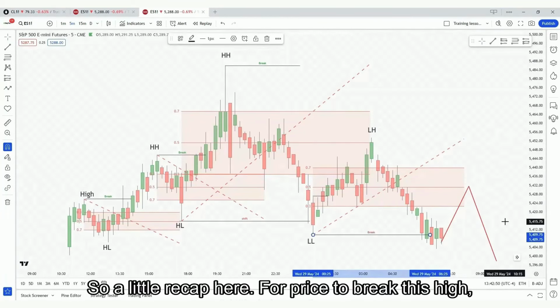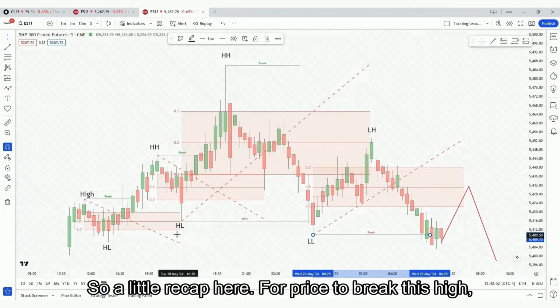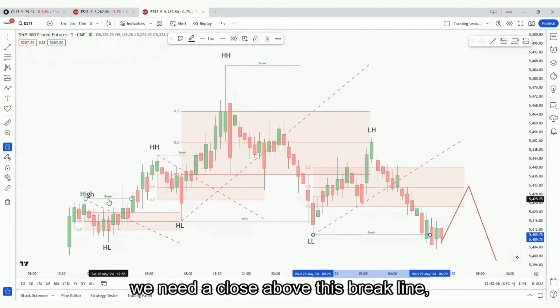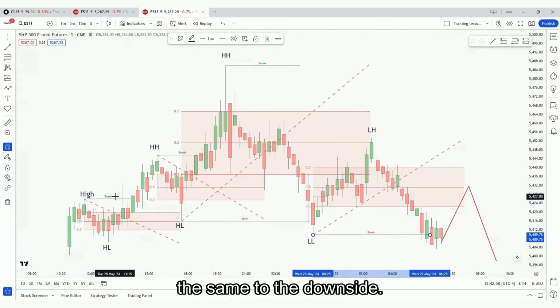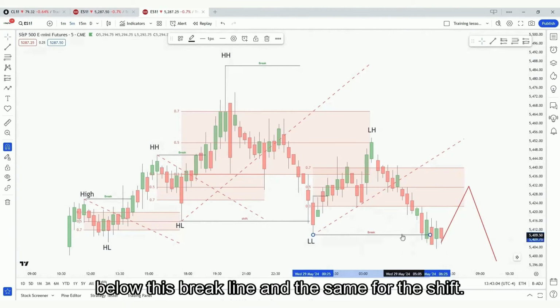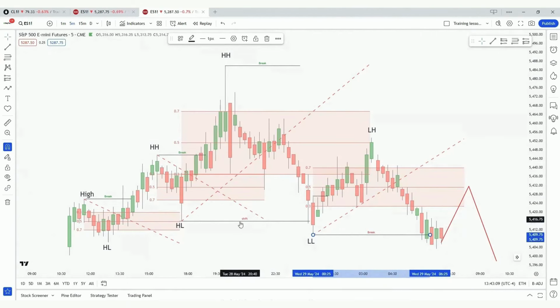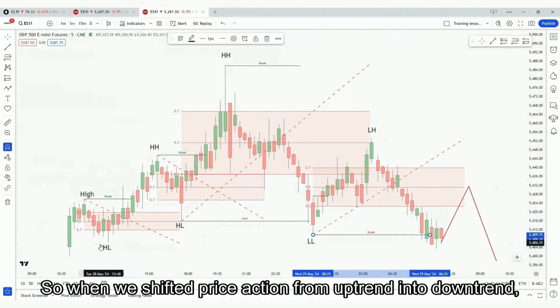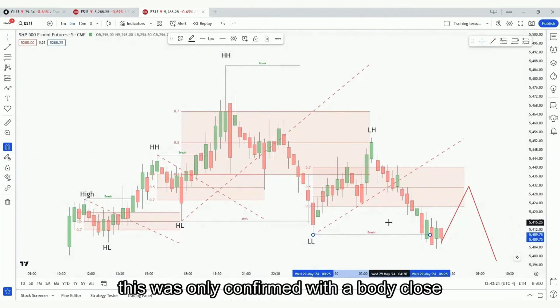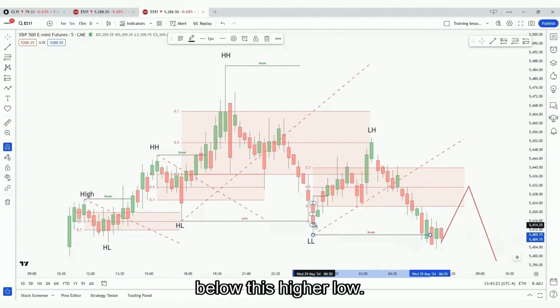So a little recap here. For price to break this high, we need a close above this break line. The same to the downside. To break this low, we need a body close below this break line. And the same for the shift. So when we shifted price action from uptrend into downtrend, this was only confirmed with a body close below this higher low.